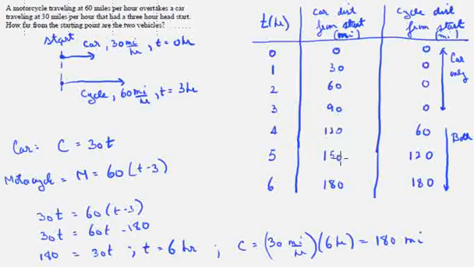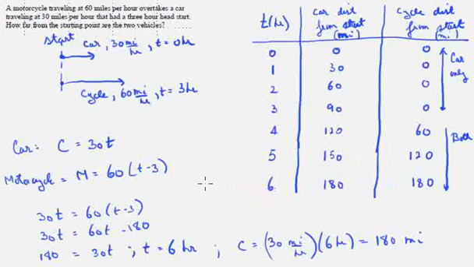Hour 5, the car is at 150. The cycle is at 120. And finally at hour 6, the car is at 180 and the cycle is at 180. So 6 hours is when they meet, and 180 miles is the distance from the start.